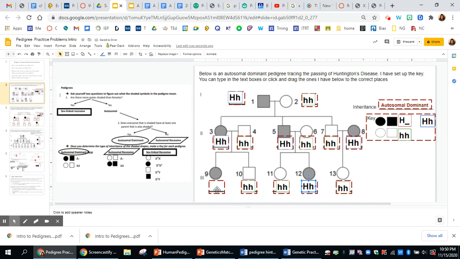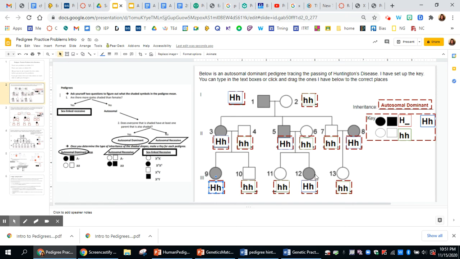And finally, this last one, third generation, person number 9. If you notice, her father has two little h's, so that's the only thing he can give her. So she has to be big H, little h. Notice in this situation, we were able to figure out the genotype of all of the individuals without using the unknown or there's not enough information.